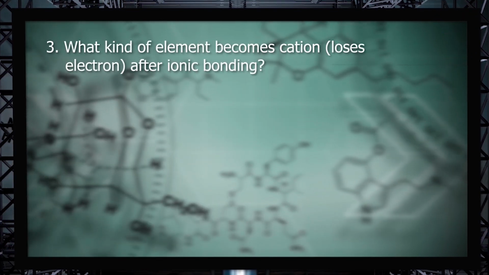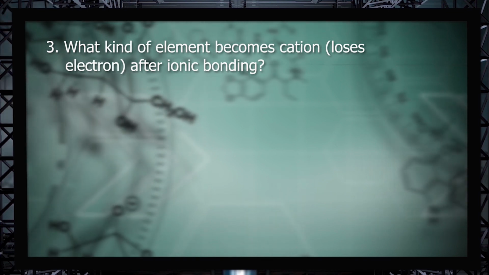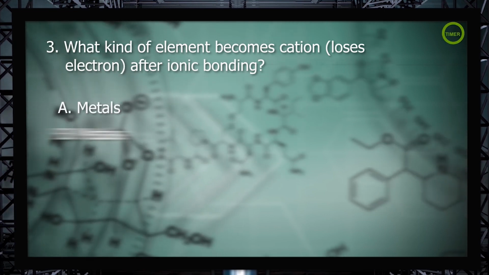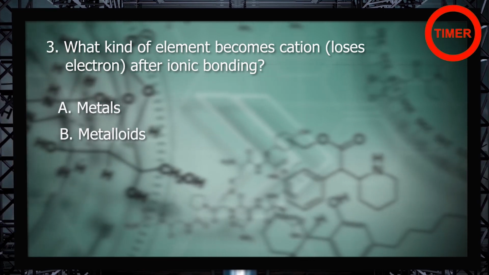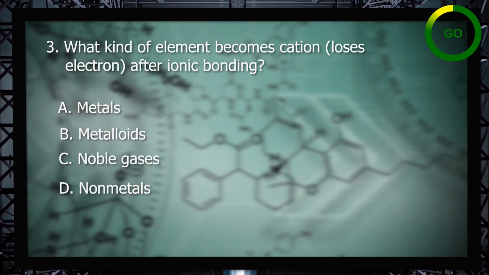Number 3. What kind of element becomes a cation or the one that loses electron after ionic bonding? A. Metals. B. Metalloids. C. Noble gases. And D. Nonmetals.